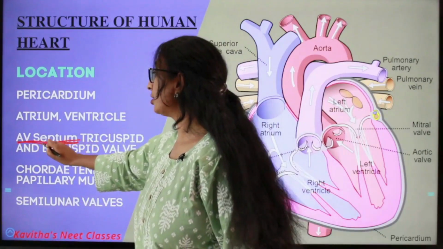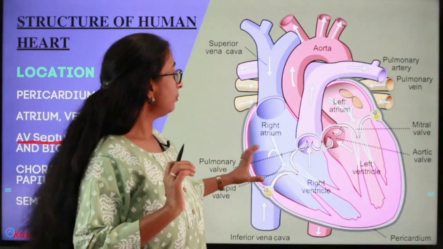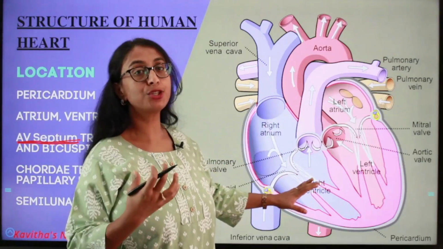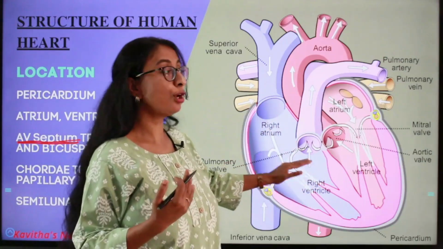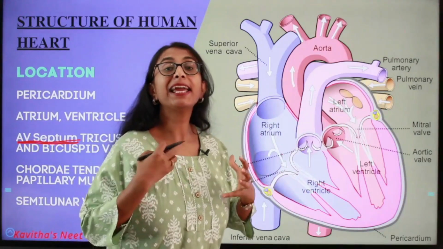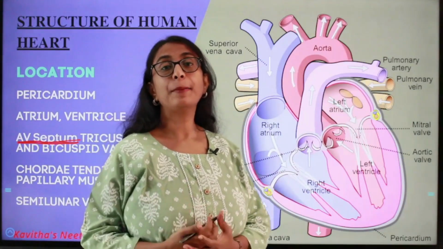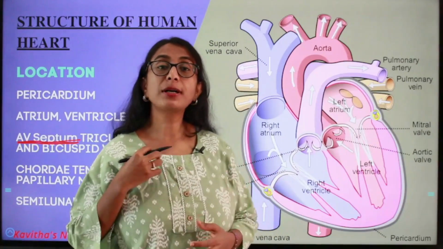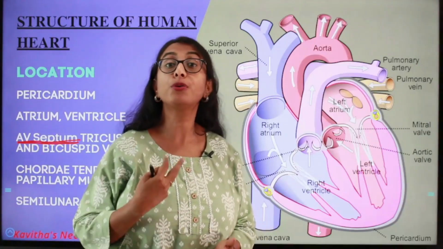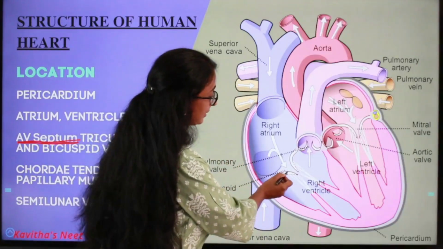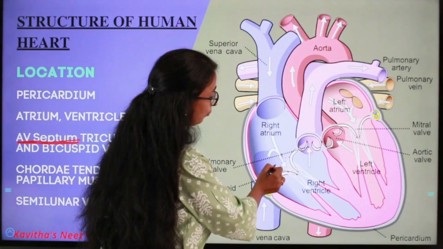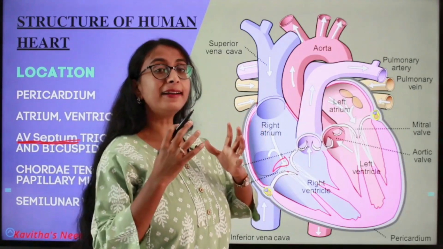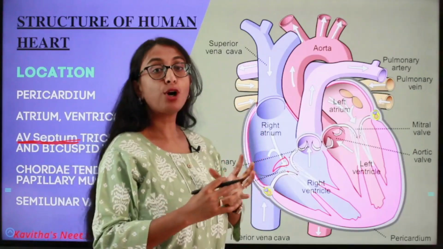So what is the atrioventricular septum? A septum which separates the atrium from the ventricle. It is a thick fibrous tissue which separates the atrium from the ventricle on either side, and this atrioventricular septum is guarded by a valve. On the right side, it is guarded by a valve comprised of 3 flaps or 3 cusps. Here you can see this is one cusp, this is one, and there's one more over here.